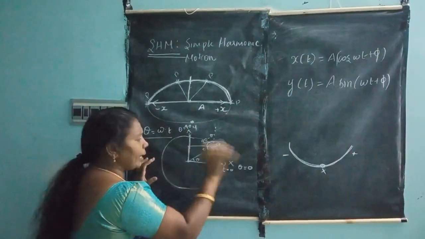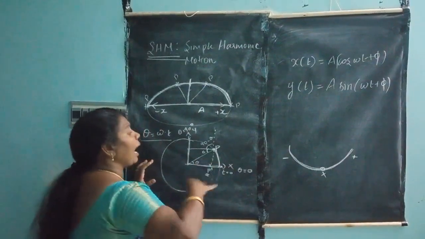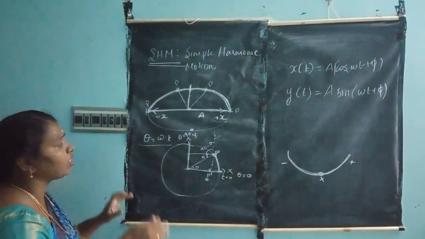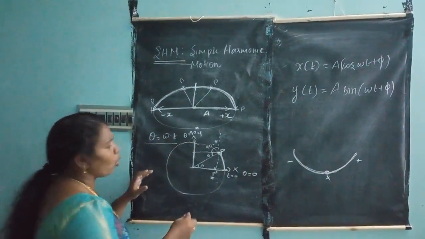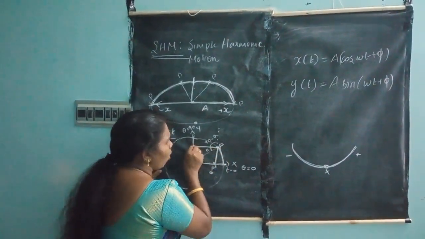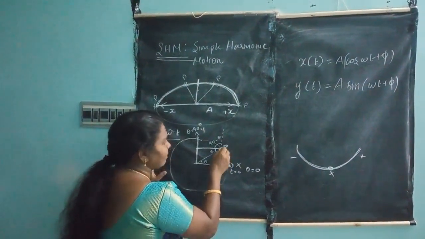The particle P is projected. So I am taking another particle. I am considering another particle P that is projected. When I am taking this P, what is this? This is the x-axis, this is the y-axis.